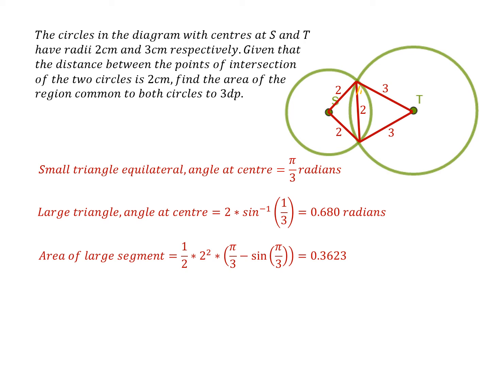And the large segment is this one here. So that's the segment from this centre here. So it's a half r squared times theta minus sine theta, r being 2. So it's a half r squared, theta is pi over 3, minus the sine of theta, the sine of pi over 3. So this gives me an area, and I've put that to 4 significant figures for the moment.